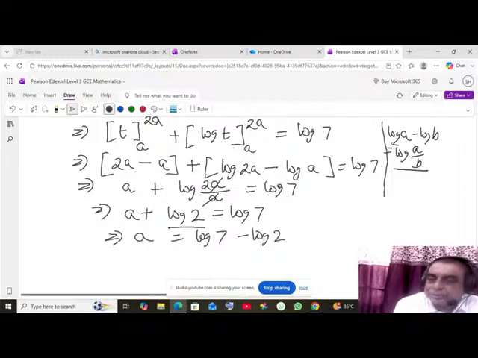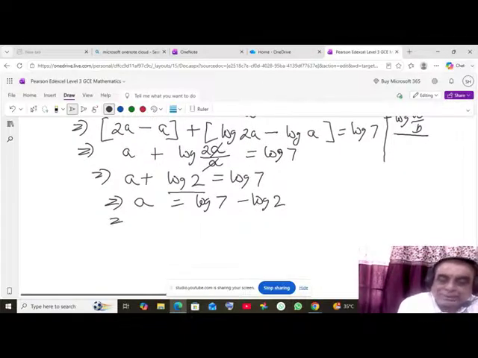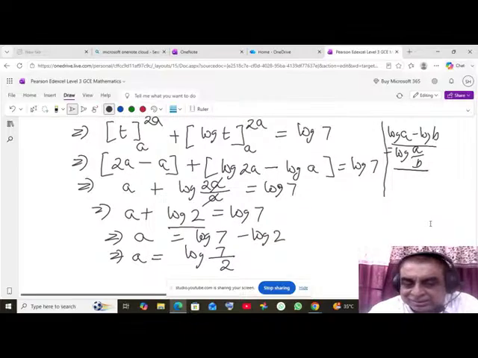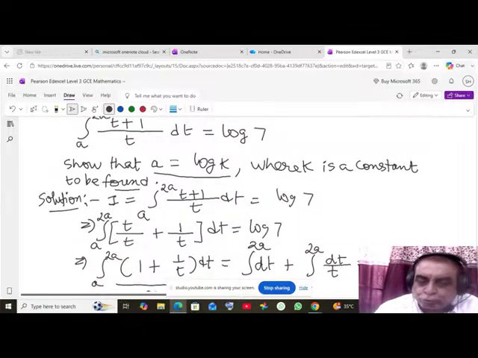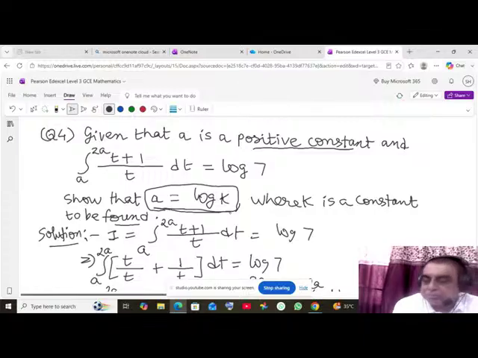Now use the same formula, log a minus log b. When we write it as a single log, this will become log a by b. I am now writing log 7 minus log 2 as a single log. So the a value is log 7 divided by 2. So the a value is like this, log 7 by 2. We have to show what was asked in the question. We have to show that the a value is log of some number. So we are getting that same thing.